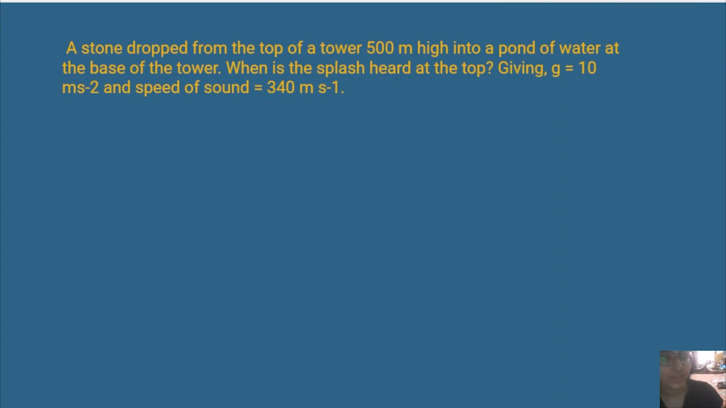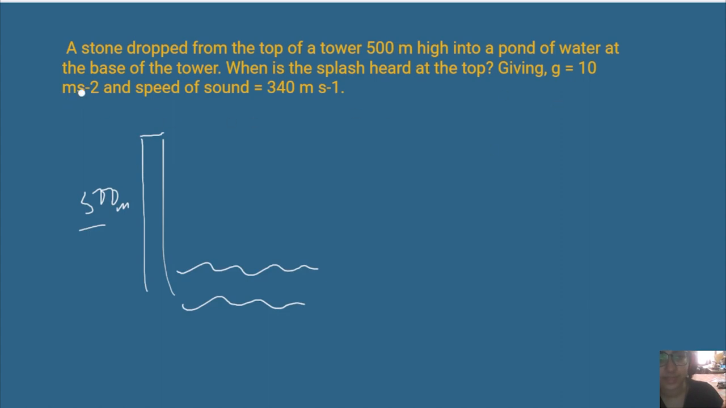The second question says, a stone is dropped from the top of a tower 500 meters high. Okay, let's draw an arbitrary 500 meter high tower into a pond. Okay, so there's a pond at the base of the tower. Cool.